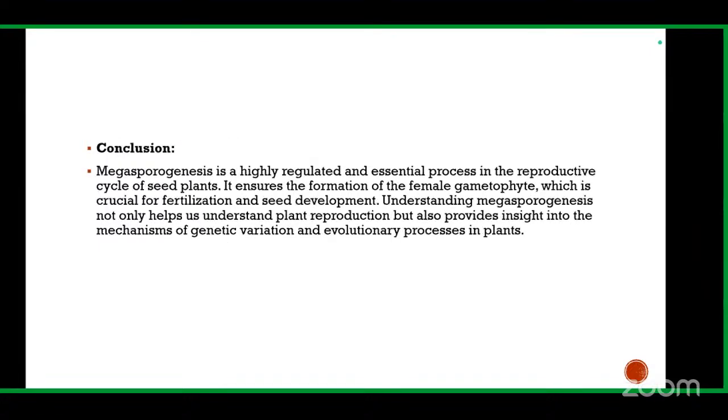So this is the conclusion: it is a highly regulated and essential process in the reproductive cycle of seed plants, and it ensures the formation of the female gametophyte, which is crucial for fertilization and seed development. Understanding megasporogenesis not only helps us understand plant reproduction, but also provides insight into the mechanisms of genetic variation and evolutionary processes in plants.